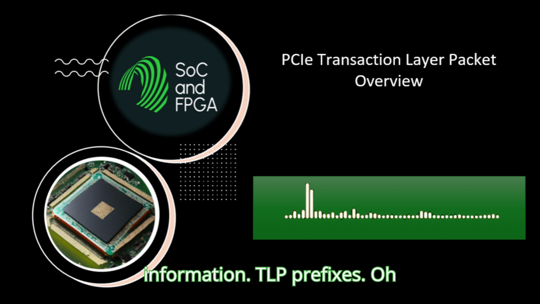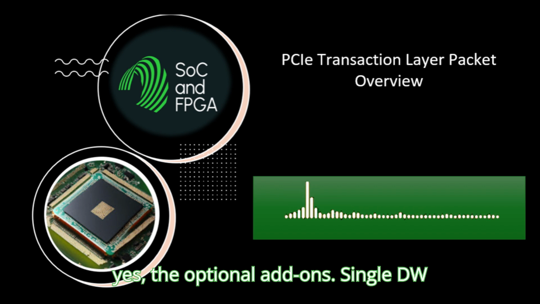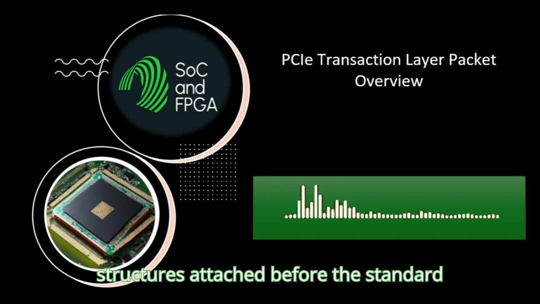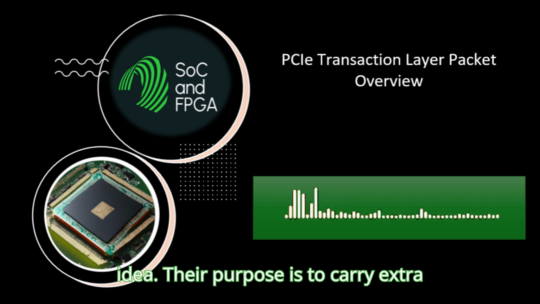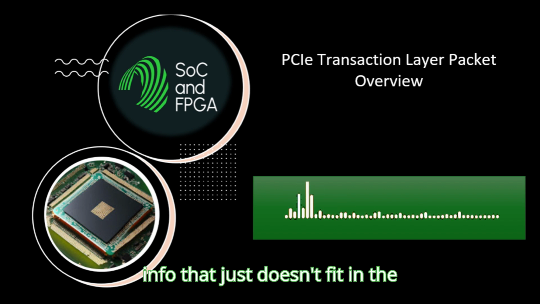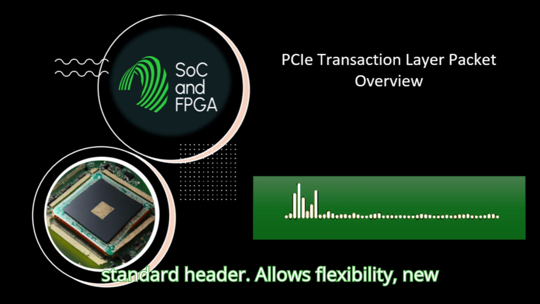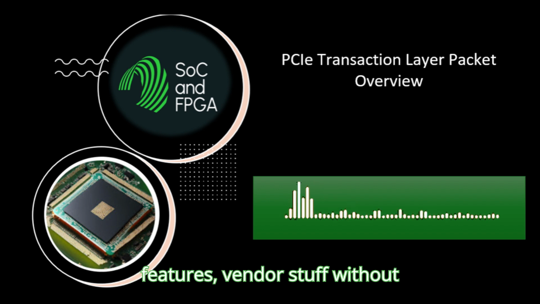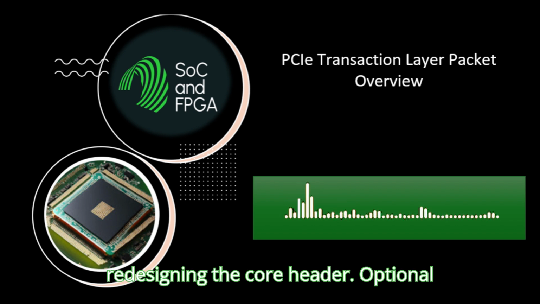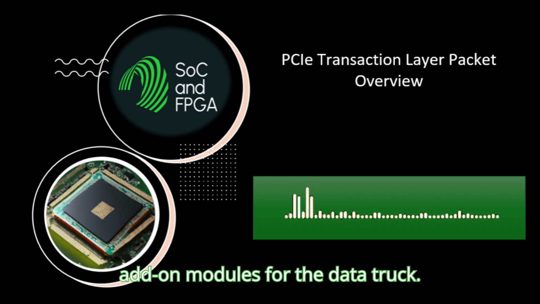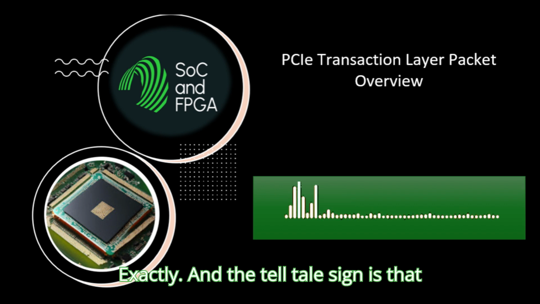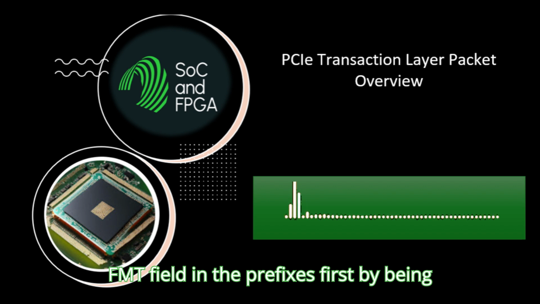TLP prefixes. Oh yes, the optional add-ons. Single DW structures attached before the standard header. Little preambles. That's the idea. Their purpose is to carry extra info that just doesn't fit in the standard header. It allows flexibility, new features, vendor stuff, without redesigning the core header. Optional add-on modules for the data truck. Exactly. And the telltale sign is the FMT field in the prefix's first byte being 100B.